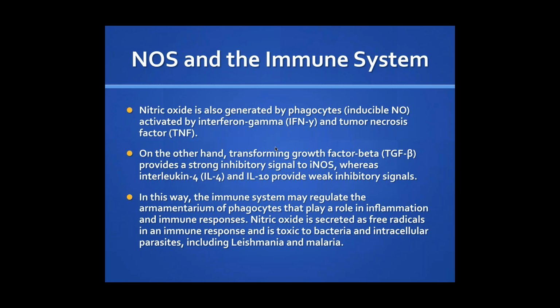When we get too much of the nitric oxide created, we have this whole system in play to sort of tone it down. Nitric oxide is secreted as free radicals in immune response and is toxic to bacteria and intracellular parasites, including leishmania and malaria. It's a great defense.